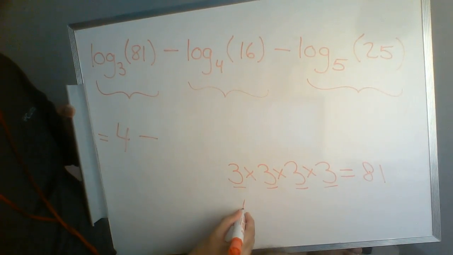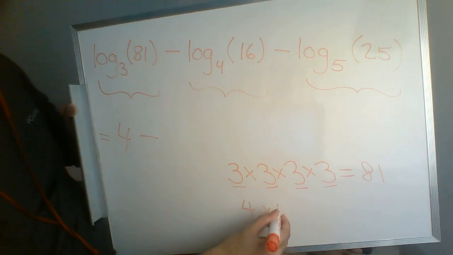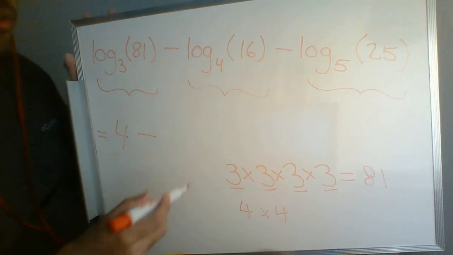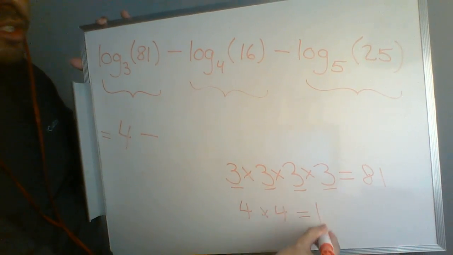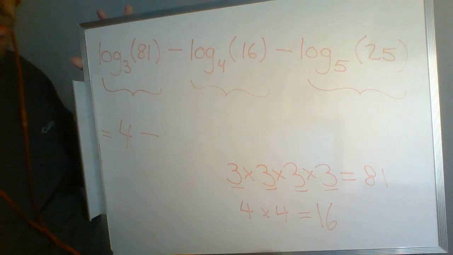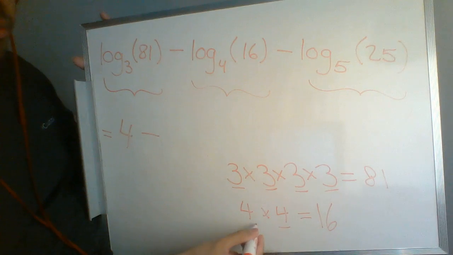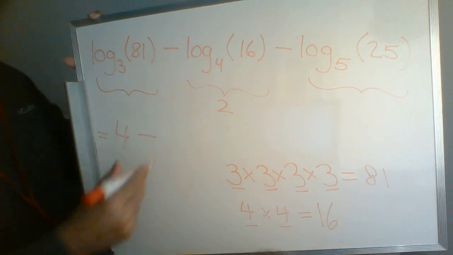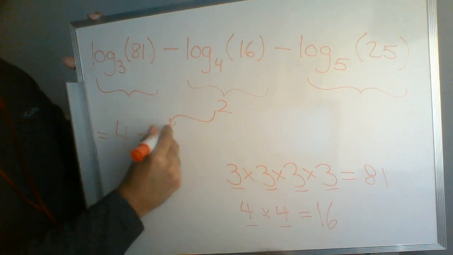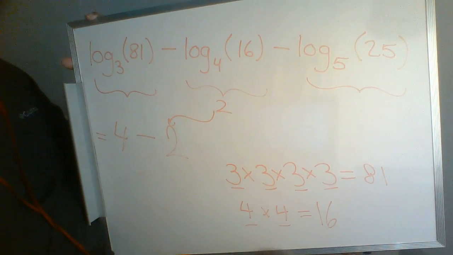Now we're subtracting for the second one, so it's going to be 4 minus whatever the answer to this is. And for that, it's just how many 4's do we need to multiply to get to 16. That's fairly straightforward. 4 times 4 is equal to 16, so we've only multiplied 2 4's together, which means the answer to this logarithm is 2. So I'm going to take that 2 and throw it over here.